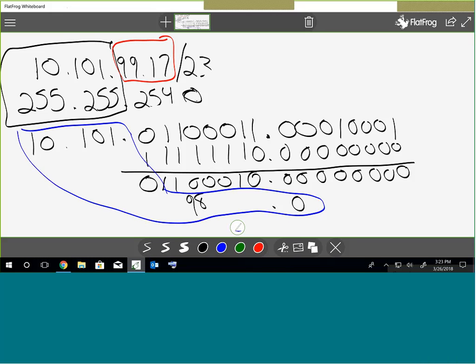They ask you what's going to be the first usable IP address. Well, the good news is you know that it's just going to be the first one where there's a 1 in here. So that's the first usable IP address. Okay? We know the first usable IP address will be 10.101.98.1. Now the question becomes, how do I find the last usable?